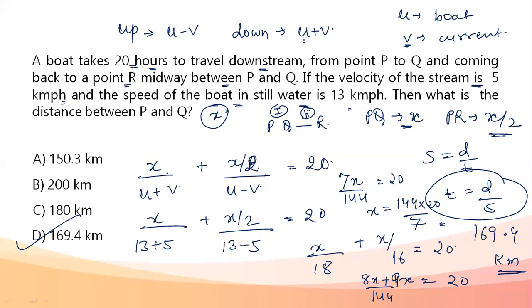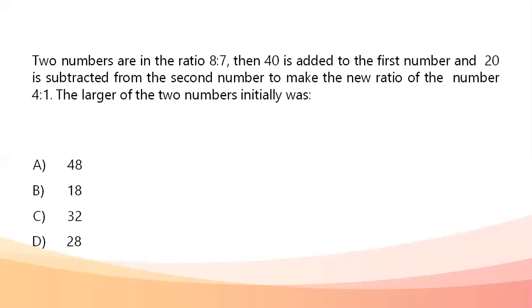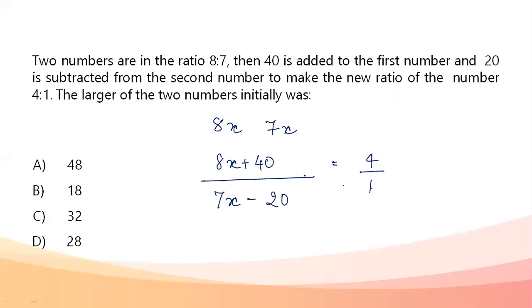Distance is 169.4. Next, two numbers are in the ratio 8 is to 7, and 40 is added to the first number, 20 is subtracted from the second number. The ratio of the numbers changes to 4 is to 1. Okay, the larger of the two numbers initially was? So what I'm going to do is let the numbers be 8x and 7x, because initially the ratio is given as this. 40 is added to the first number, so 8x plus 40. And what happened? 20 is subtracted from the second, 7x minus 20. The new ratio becomes 4 is to 1.